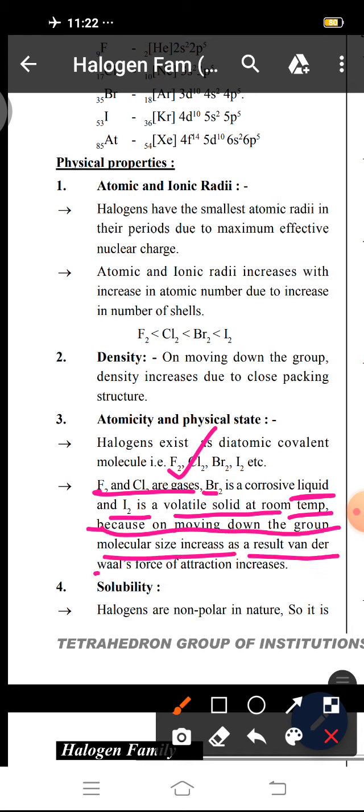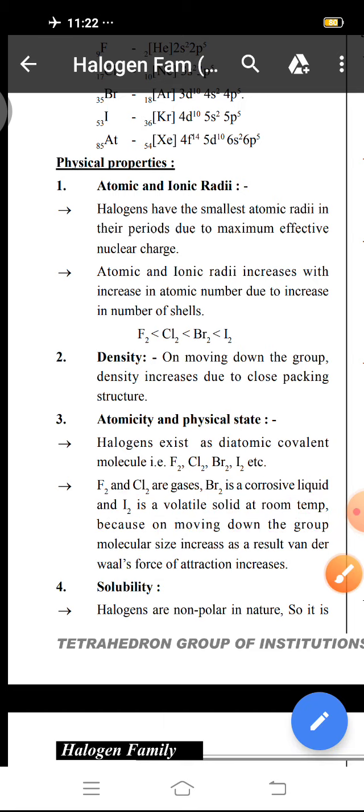As a result, van der Waals force of attraction increases. So according to van der Waals force of attraction, their physical state changes. Fluorine, chlorine exist in gaseous, bromine exists in liquid and iodine exists in volatile solid form. So this is the atomicity and physical state. Next comes another property, that is solubility.